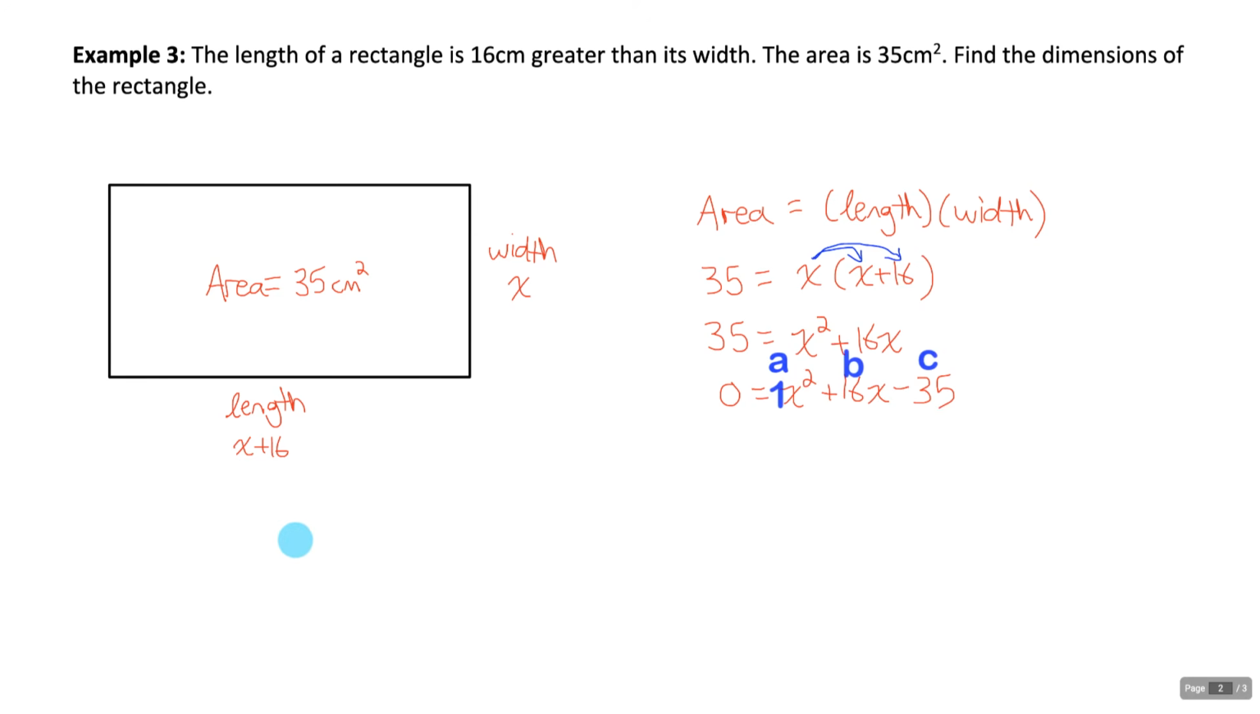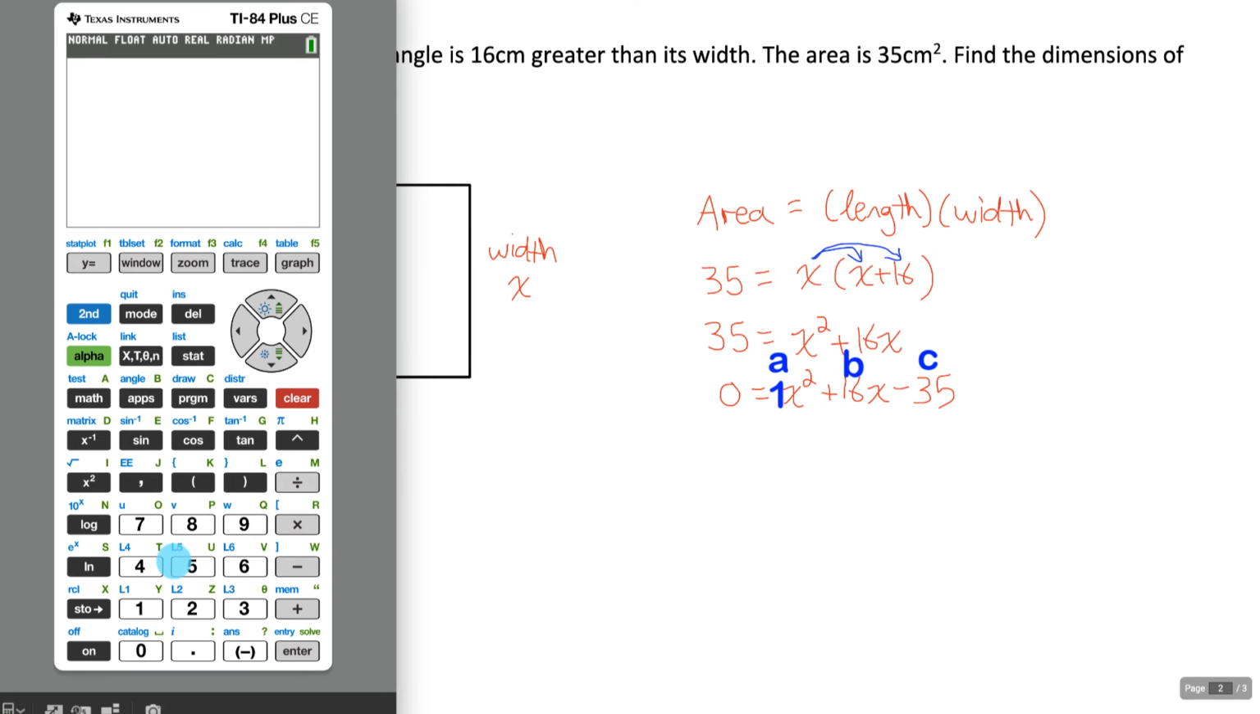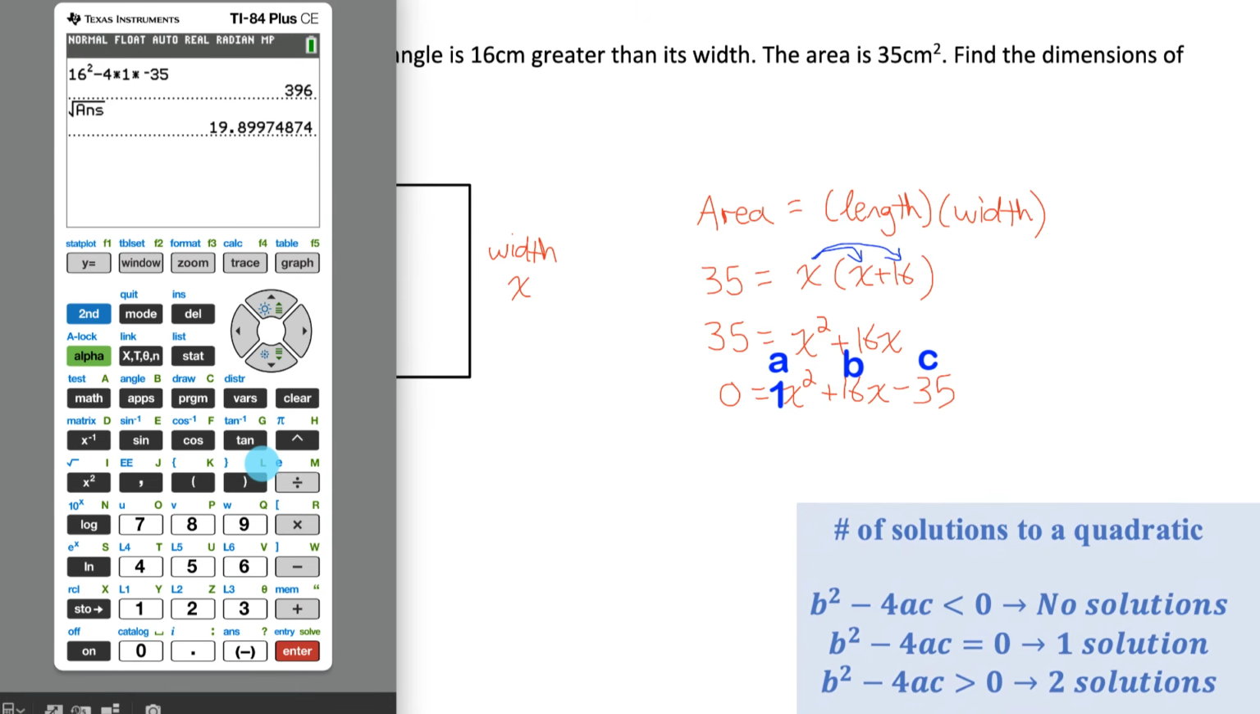It has an a value of 1, so it might be useful to see if it's factorable. Do any numbers multiply to negative 35 and add to 16? There is no pair of integers that satisfy that product and sum. But if you weren't sure, you could check the discriminant, b squared minus 4ac, and see if it's a perfect square number. 16 squared minus 4 times 1 times negative 35 is 396, and 396, notice it's not a perfect square number. When I square root it, I get an irrational number. So that tells me this quadratic is not factorable. But because the discriminant was positive, I do know there are going to be two solutions to this quadratic. They're just going to be irrational solutions, but we do need to find them.